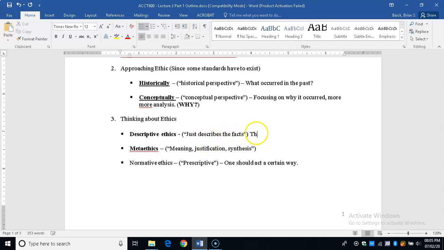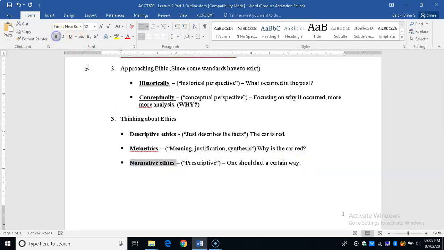If I say here, the car is red, that's descriptive ethics. If I say why is the car red, then that's metaethics. It's trying to understand the meaning of something or why something occurred.